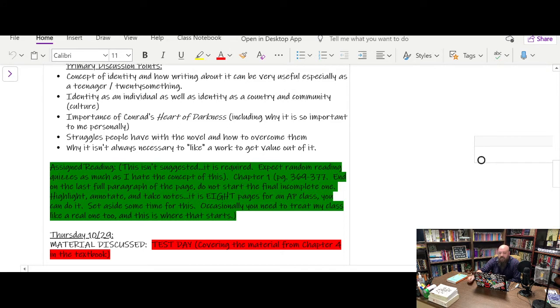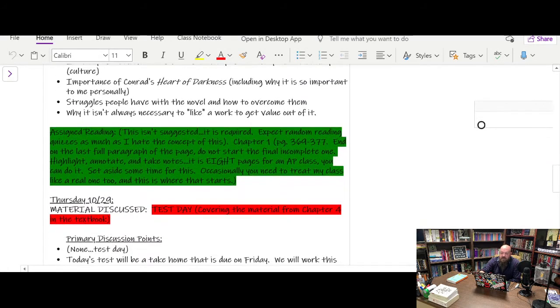It's worth reading. And especially in the world we live in today, it's got so many interesting topics to discuss. Okay. So if you'll notice on the assigned reading, I said this is not suggested. You have to do this. Okay. Don't give me the I'm busy, anything else. I'm asking you to read, what is this, 8 pages. Okay. You can find time to read 8 pages throughout the day. Instead of playing Among Us in class, get your highlighter out, read, and mark stuff. Okay. As I pointed out, occasionally you need to treat my class like a real one too, and this is where we start that, okay?